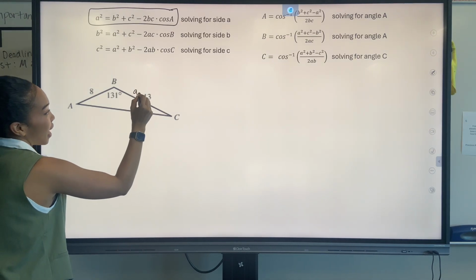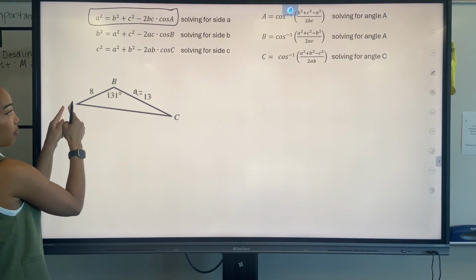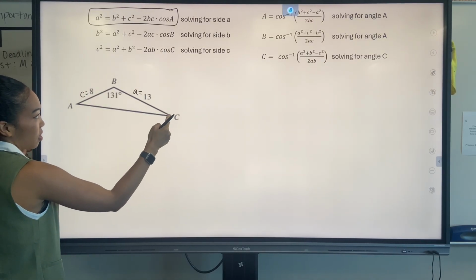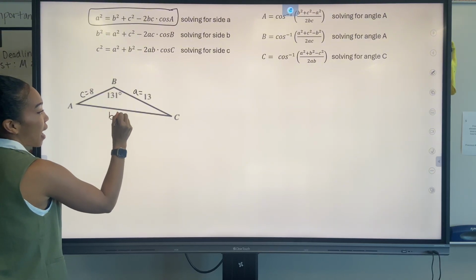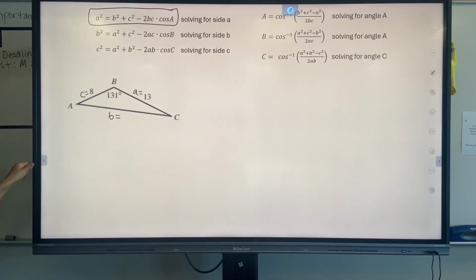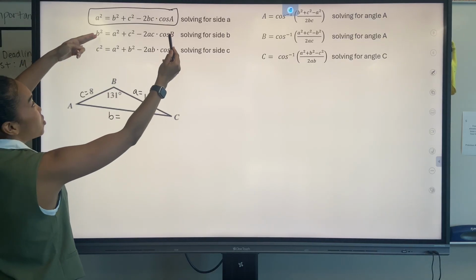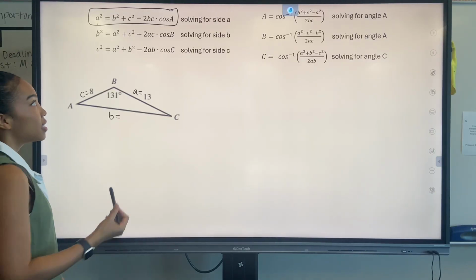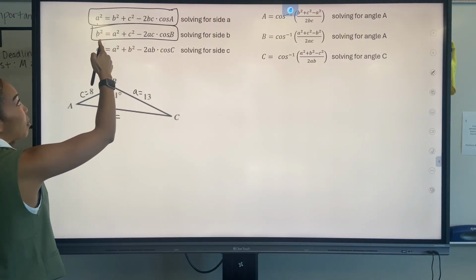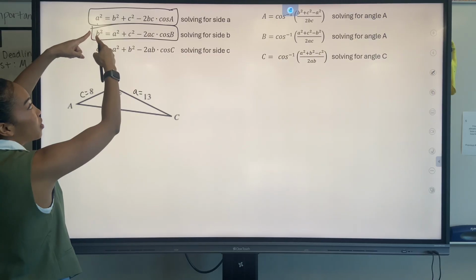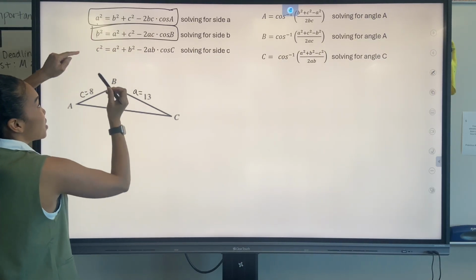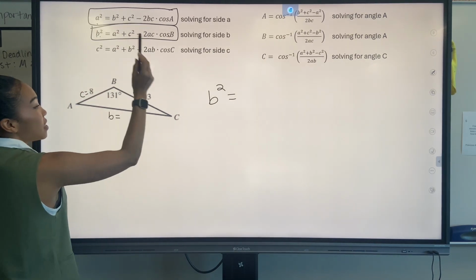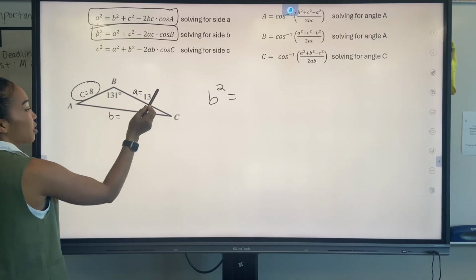13, this is side A because it's across from angle A. 8, that is side C because that is across from angle C. So that means I do not know side B. Now, I'm not going to ask you to memorize all 3 variations depending on which side you're looking for. Technically, we are going to use this one. However, whatever side you're looking for, you put the other sides over here. So for example, I'm looking for side B. I don't know side B. You put A and C right here.